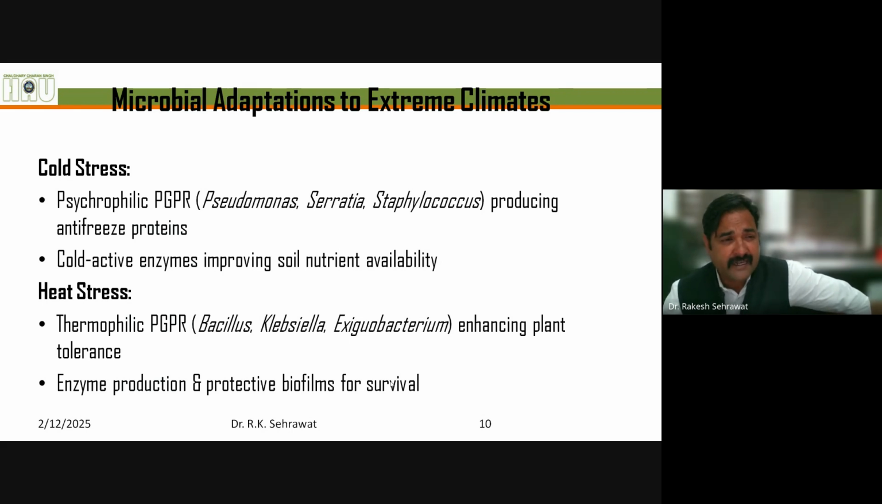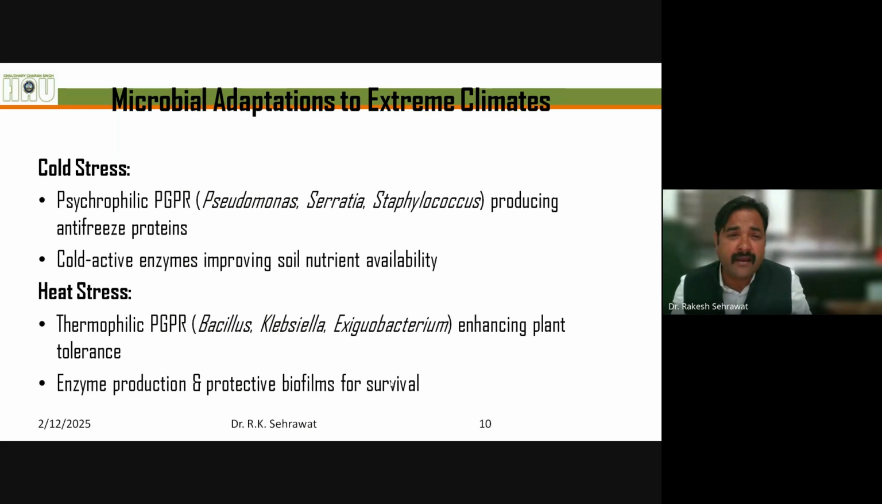And in case of agriculture, there are two things which are very common. One is cold stress and another is heat stress. So in cold stress, the people from Haryana and Punjab observed the necrosis of neem leaves last year. And this year, heat stress is observed in most of the guava growing farmers. So the psychrophilic plant growth promoting rhizobacteria, including Pseudomonas, Serratia, Staphylococcus, are producing antifreeze proteins. So we can use those.